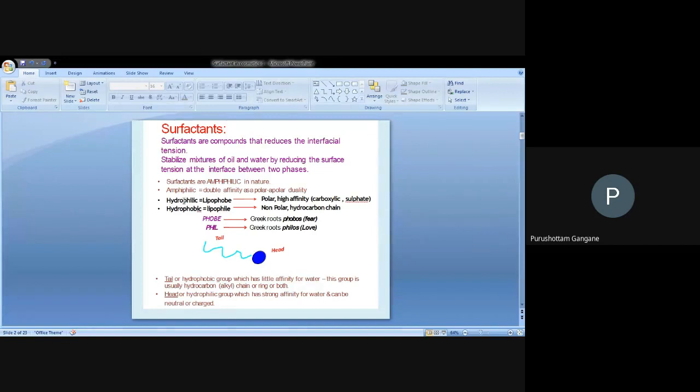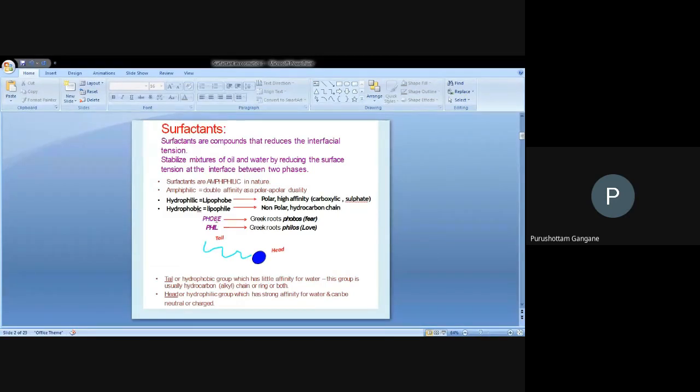Okay, so you can see the hydrophilic part is there, which is polar and has a high affinity toward water. Which polar groups exist? Carboxylic group, sulfate group. These are the hydrophilic groups. And the hydrophobic group is the hydrocarbon chain. That is the hydrophobic group present in the surfactant.